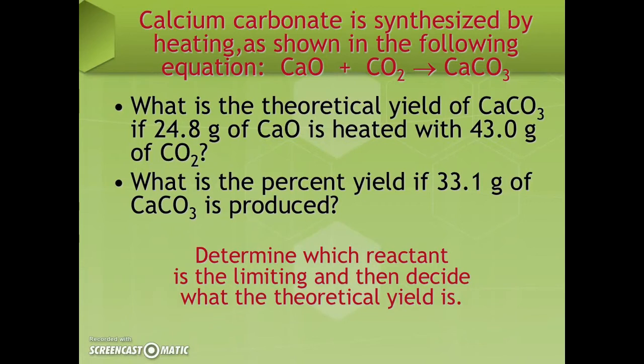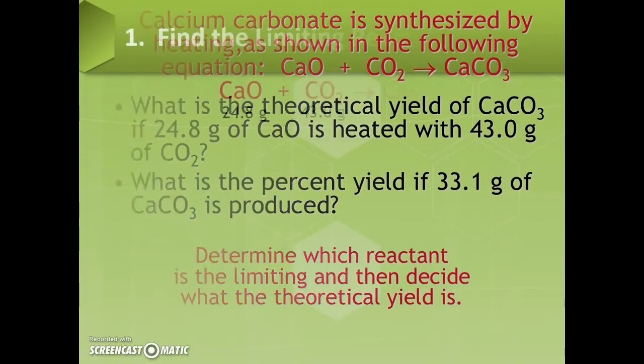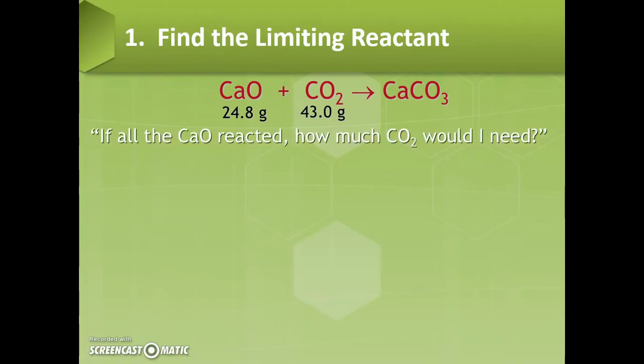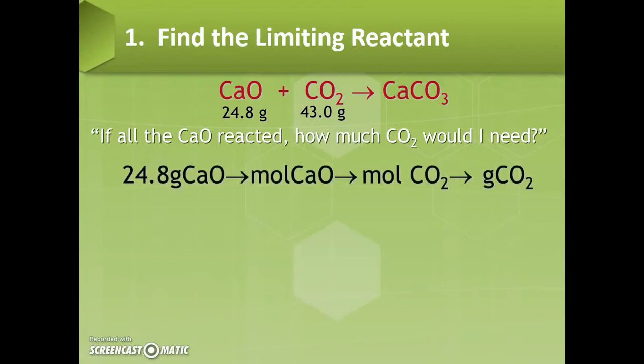So whenever we get this question, we have to redefine it slightly. We have to figure out which reactant is limiting and then decide what the theoretical yield is. Okay, so here's our reaction. We're going to find the limiting reactant in our reaction now. And again, we redefine the question to say, if all the calcium oxide reacted, how much CO2 would we need? And when we find the answer to that, the identity of the limiting reactant is trivial to determine.